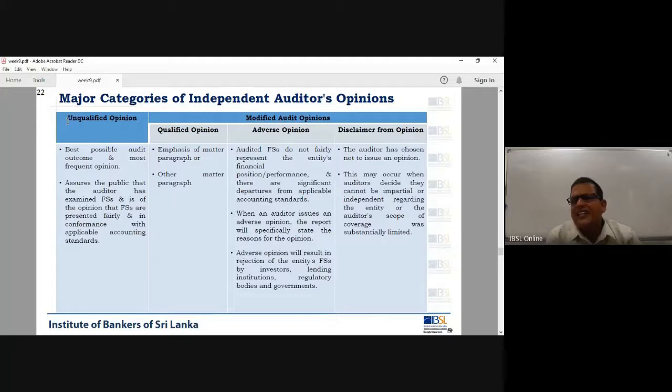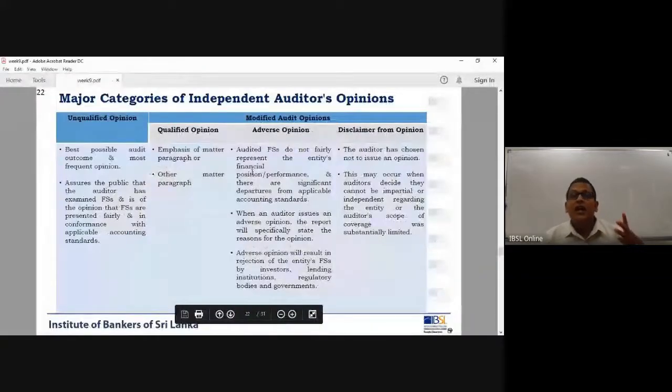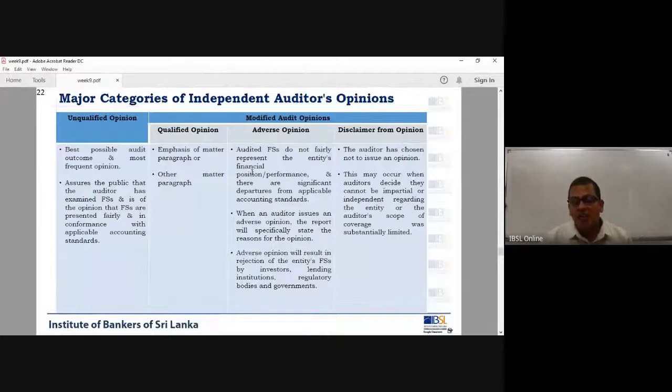And the disclaimer of opinion, in the sense that auditors choose not to give any opinion on the accounts. So these are the majority of the categories of opinion the auditors can give on particular financial statements after the auditing.